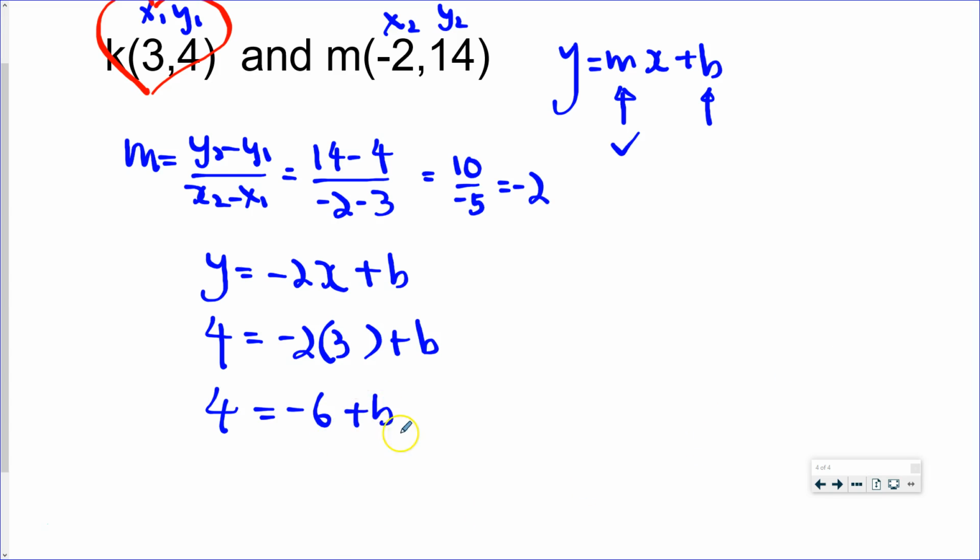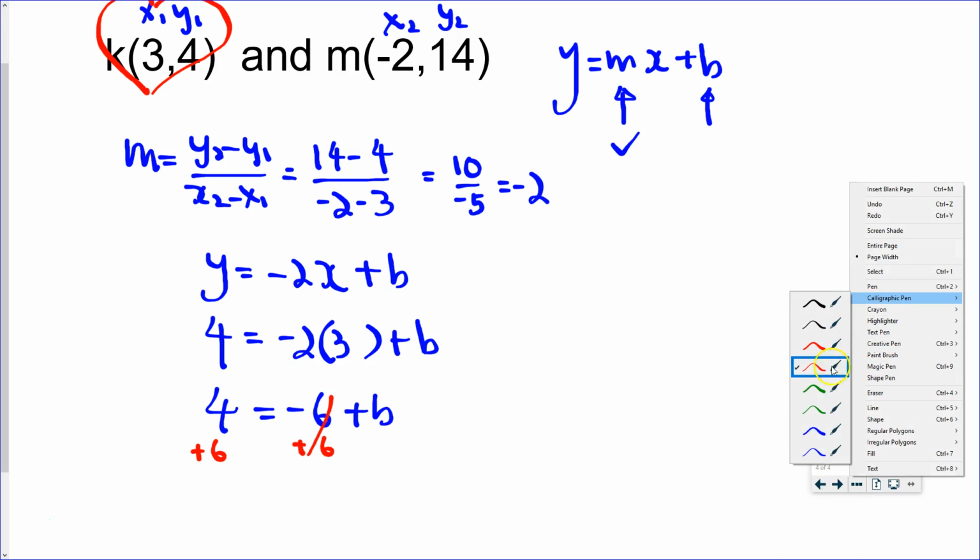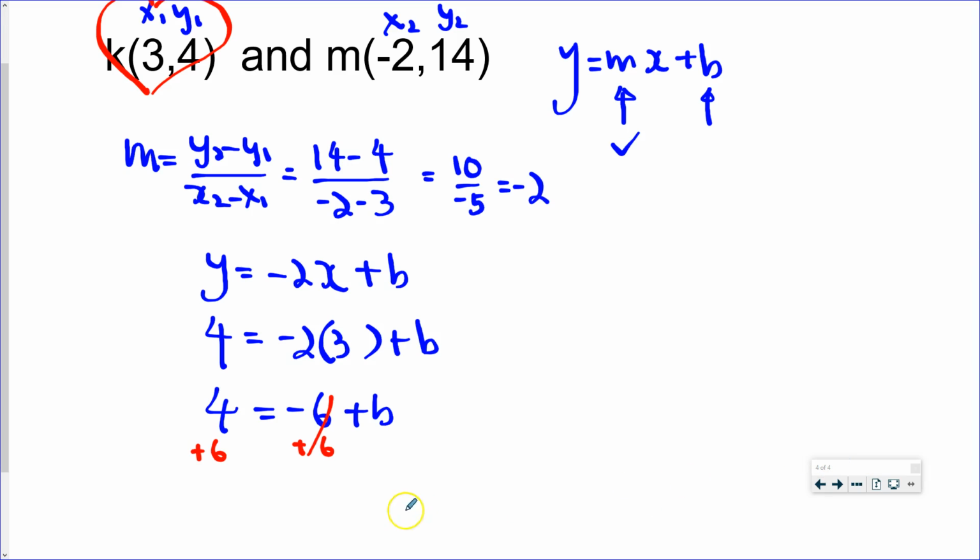Okay, I want to find this. I'm going to keep it, so I'm going to move this to the other side. So the opposite of -6 is +6. They go together, not too bad. So in this scenario, b is going to be equal to 10. I can make it a little bit nicer, just swap it around. B is equal to 10.